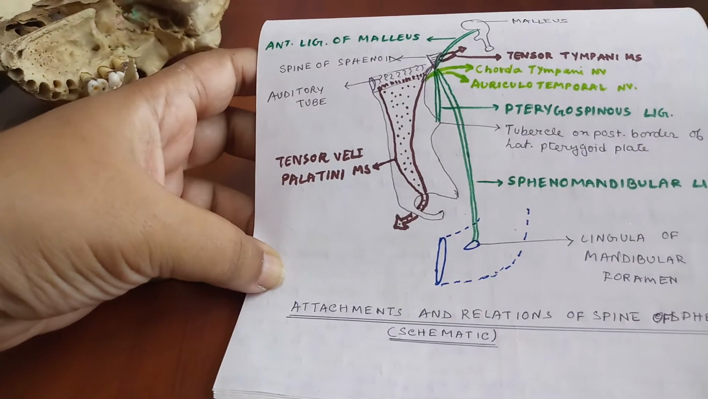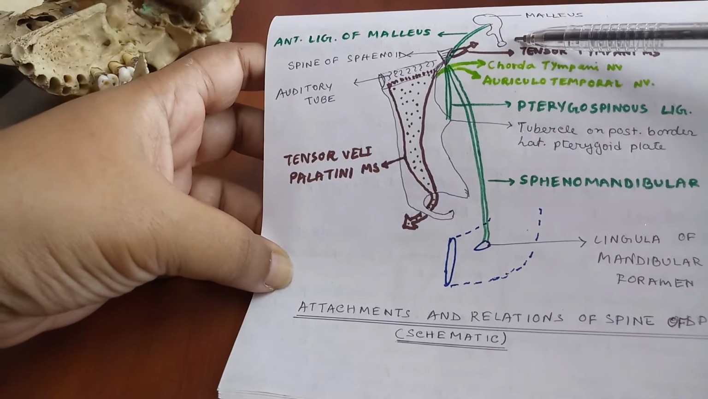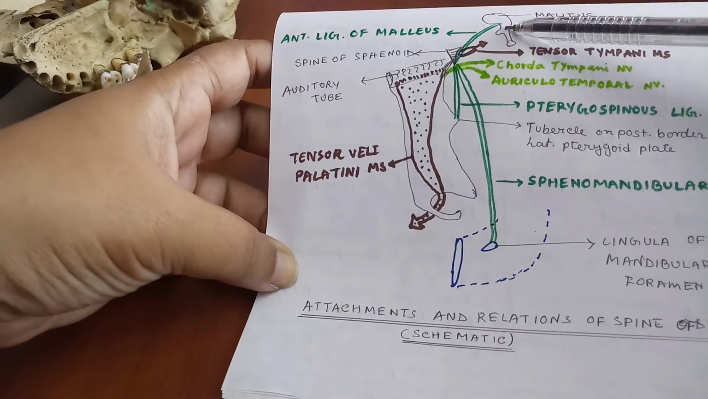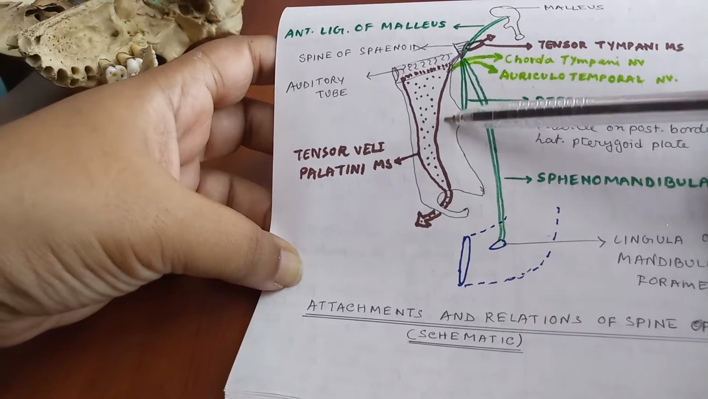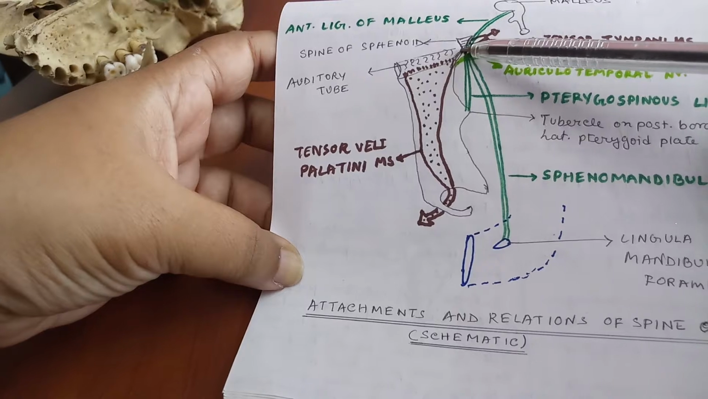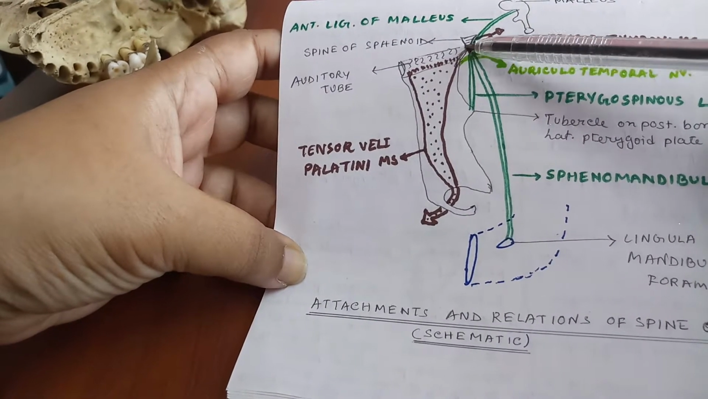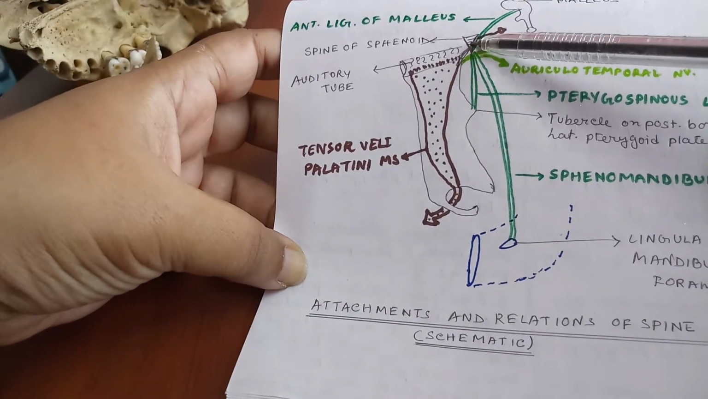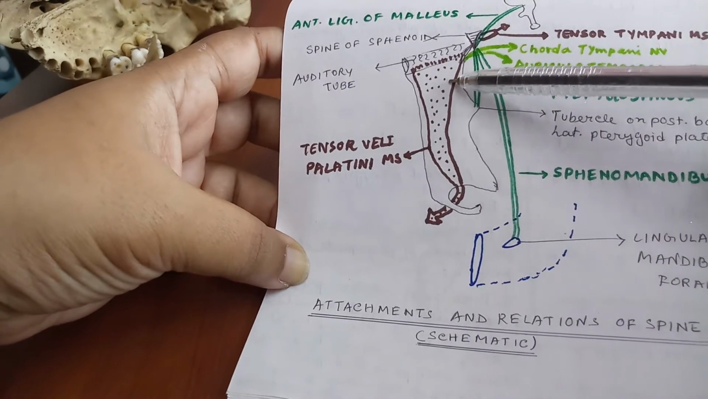As you can see here, we have made a schematic sketch. In this you can see the handle of the malleus. This is the malleus bone, which is an ear ossicle, and here is part of the lateral pterygoid plate. This is the auditory tube, which remains in relation with the sulcus tubae on the undersurface of the base of the skull, and here is the spine of the sphenoid. And from the lateral pterygoid plate, today we will be discussing the muscles attached.